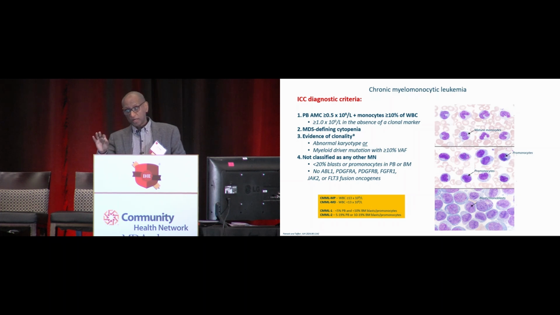Then the question is, what are the criteria? As I told you, 0.5 with 10%, and nothing else. You have to exclude everything else, including molecularly defined myeloid neoplasms, such as tyrosine kinase gene fusion-associated eosinophilia, the myeloid lymphoid neoplasia. So basically, if you just remember, 500, 10%, nothing else.